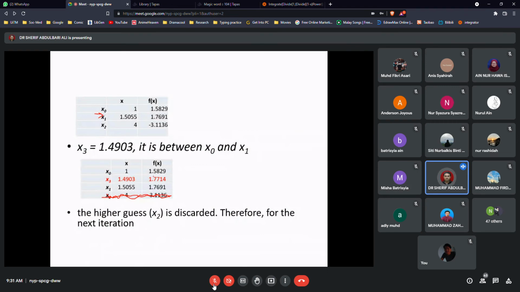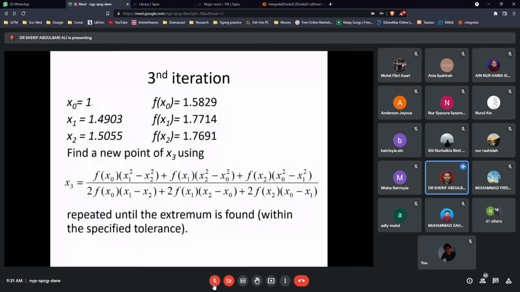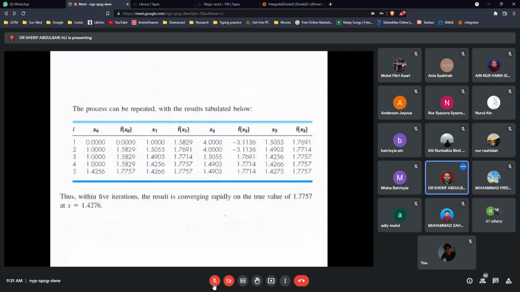Then you go for the third iteration. Okay, so this is the way to solve that one, and this is the final answer for it. Now, remember that x3 here is supposed to be our x optimum.